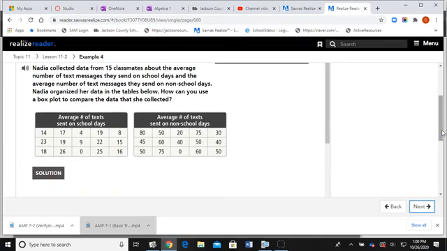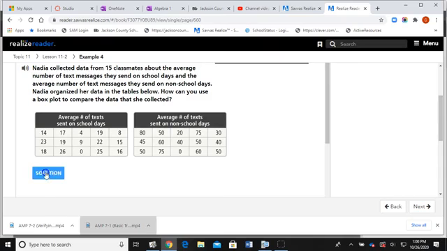Which one are we going to use here? Oh, it says, how could you use a box plot to compare the data that she collected? So box plot means we need to find the what? Box plot. What do we got to find? 5 things. Median in the middle, not the mode. Q1, Q3, max and min.